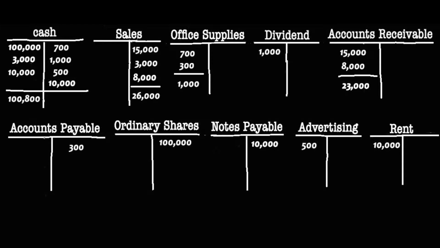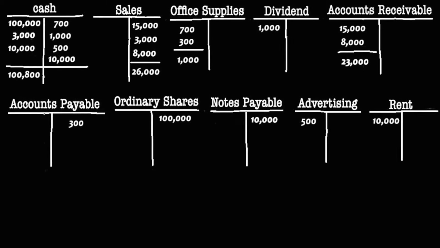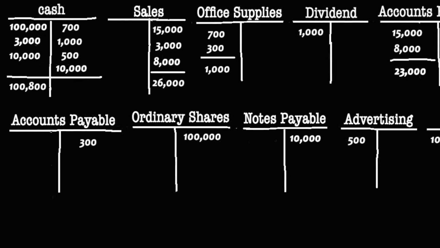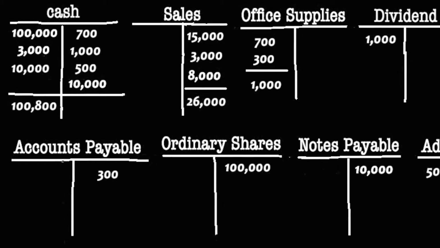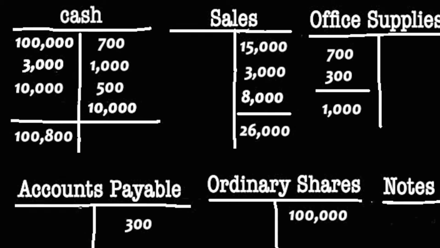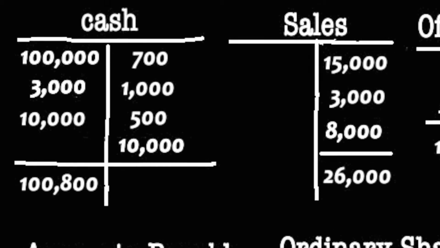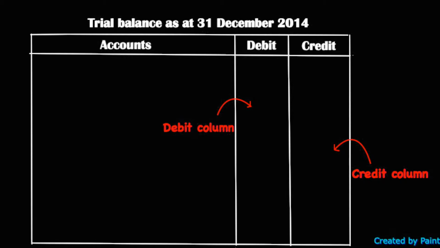The balance of an account falls in the column which has a higher amount. For example, in the cash account, the debit column has a higher amount compared to the credit column. Therefore, the closing balance falls on the debit side. As you can see, there will be a debit and a credit column in the trial balance.